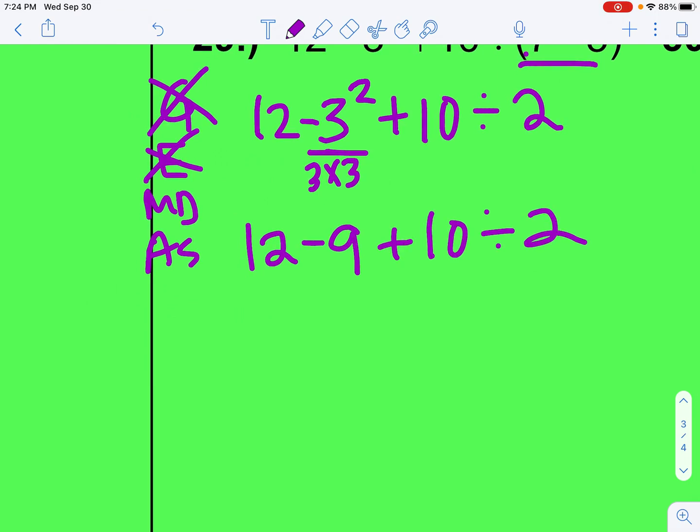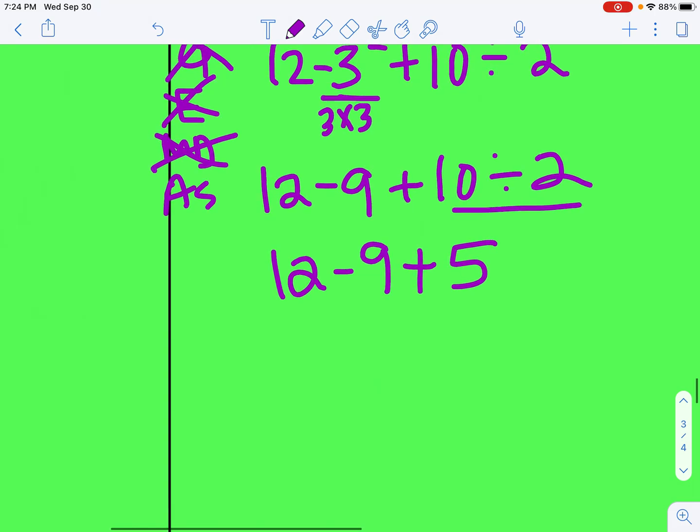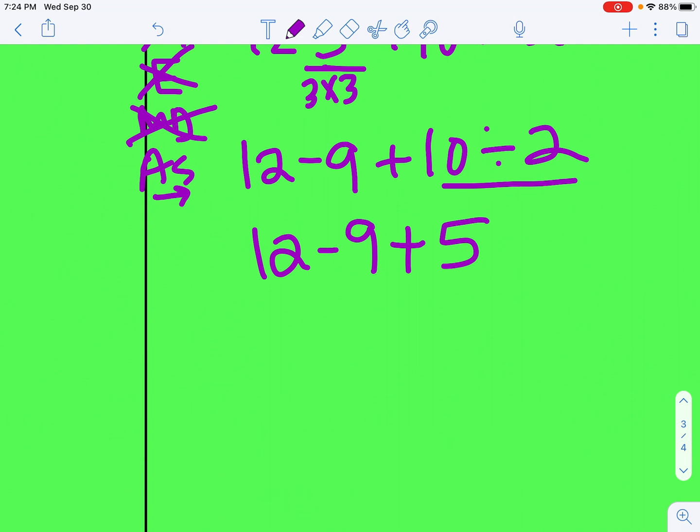It really helps when you underline the step you're doing so that you don't forget anything when you are carrying it down. Okay, my next step is multiplying and dividing. I see I have 1 divide symbol. 10 divided by 2 gives me 5. Now my last step is adding and subtracting from left to right. So I can't do 9 plus 5 first. I have to do 12 minus 9. 12 minus 9 is 3. And lastly, 3 plus 5 is 8.